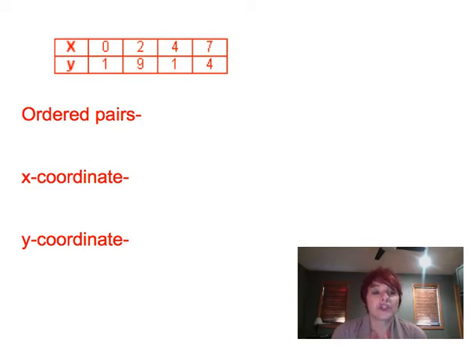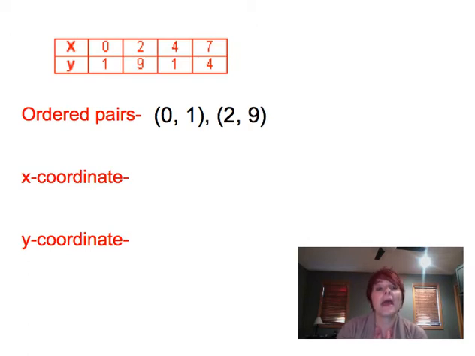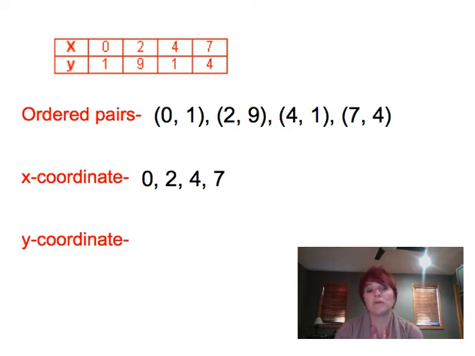Looking at that relation of x and y pairings, first we have ordered pairs. The first ordered pair in that relation would be the point 0, 1. Ordered pairs you can think of as points. The second point would be 2, 9, and then you'd have 4, 1, and 7, 4. Those are the 4 ordered pairs. X coordinates, what are the x coordinates? The first one is 0, and then we have 2, 4, and 7. Y coordinates, we have 1, and then we have 9 and 4. Notice I didn't need to say 1 again because it's already a y coordinate.